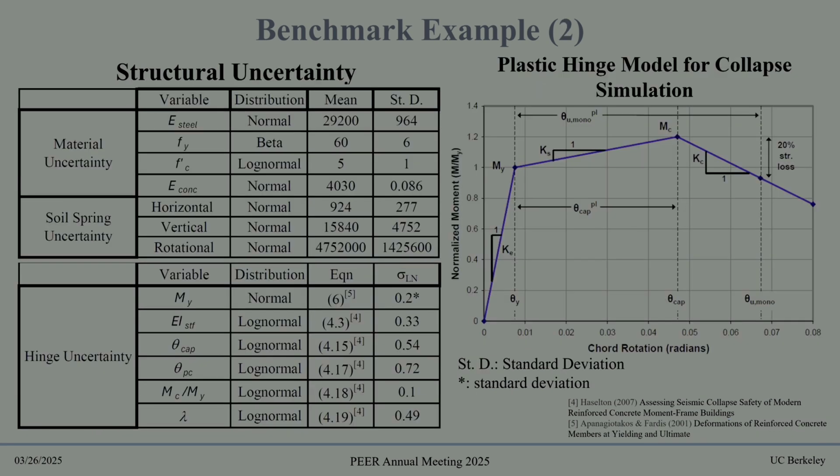These are the uncertainties that were considered. So there are uncertainties in the materials. We also considered two different versions of the model, one that has a very simplified consideration of soil structure interaction through soil springs applied at the foundation. So there are two versions, one with fixed base and one with the soil springs in the model.